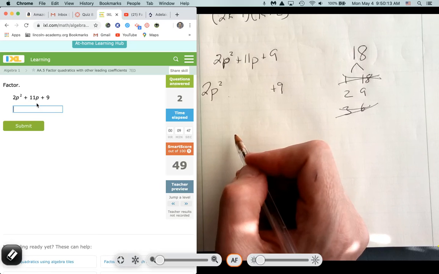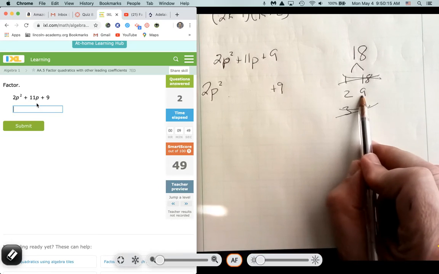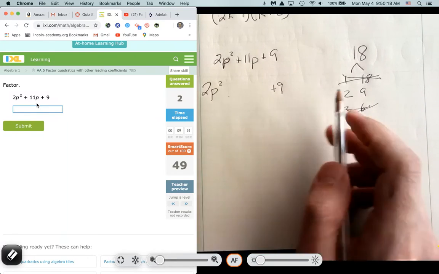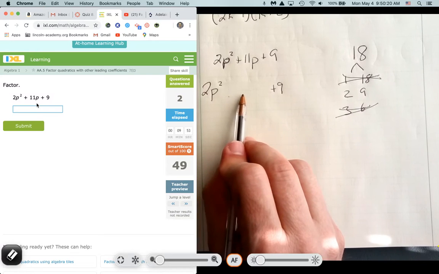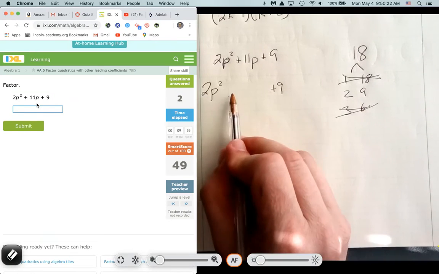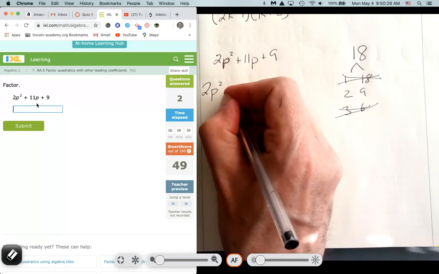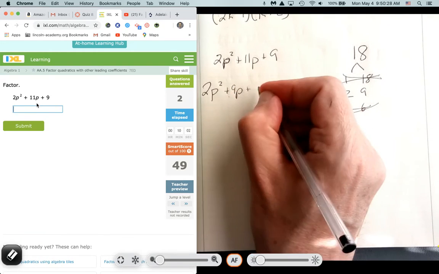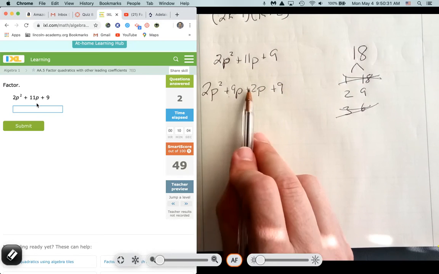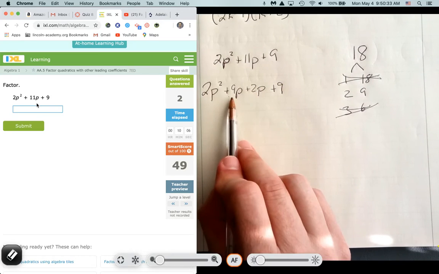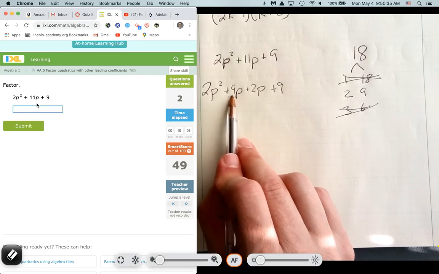By the way, some of you might be asking, does it matter which one of these I do first? It doesn't. I can do the plus 2p plus 9p, or I can do a plus 9p plus 2p. It doesn't matter. In fact, I'm going to do the 9p first. I would have actually really done the 2p first to line up the 2p's, but I'm going to show you that it doesn't matter which one you do first.